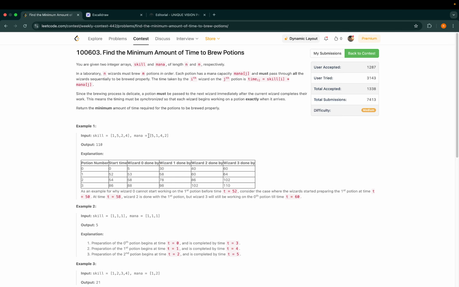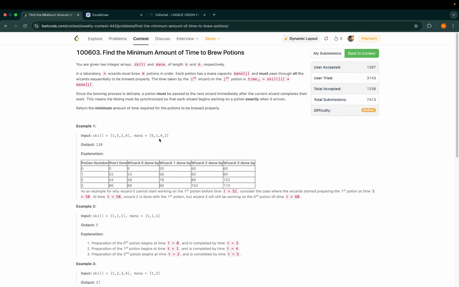Similarly for wizard 2, it is 5 into 10, so the time that wizard 2 takes is 10 units. But since it was handed over at 30, 30 plus 10 is 40, right? And then similarly 5 into 4 is 20, 20 plus 40 is 60, right? And then you continue this process for all the potions, which is represented by this mana array, in a similar manner, but there's a catch.